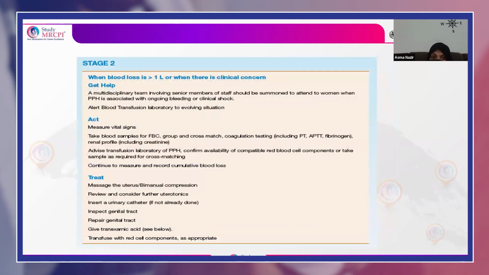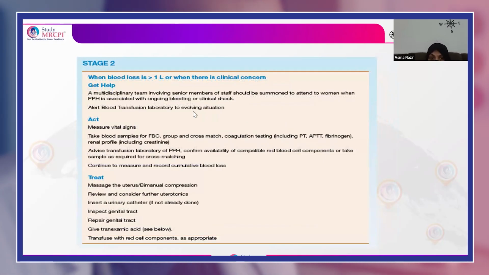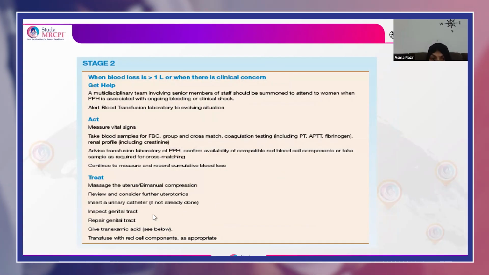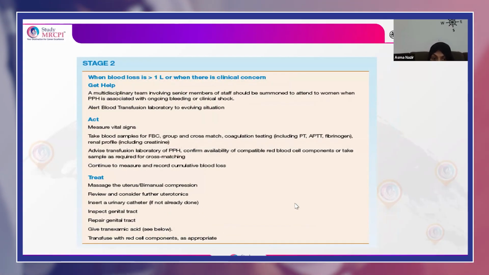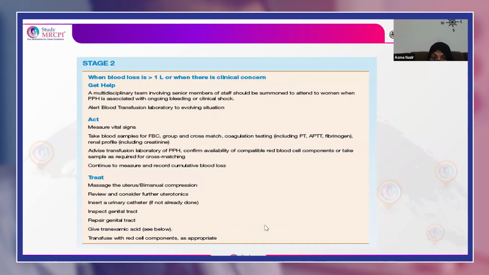This is stage 2. What we have to do when there is a 1 liter blood loss: we have to go through the same protocols, just we have to insert a catheter after emptying the bladder. If we did not catheterize the patient, we have to catheterize the patient. We have to do the bimanual compression.